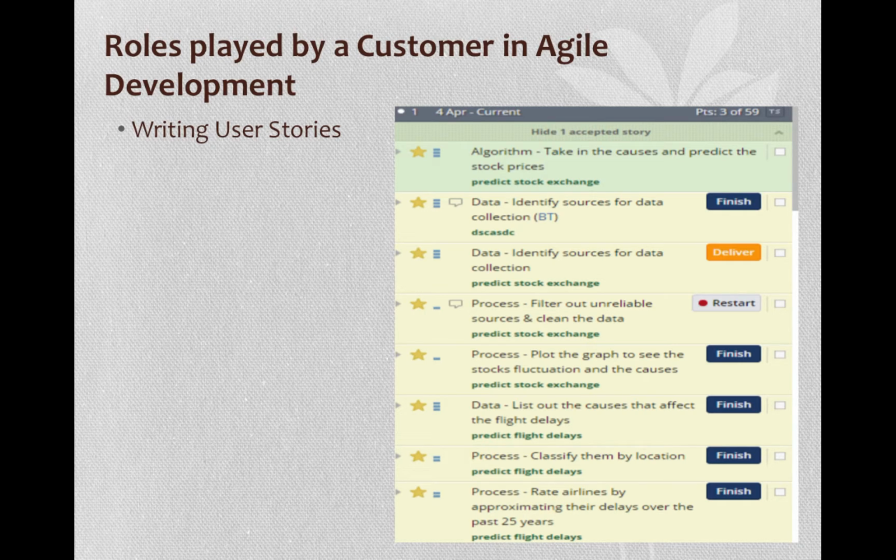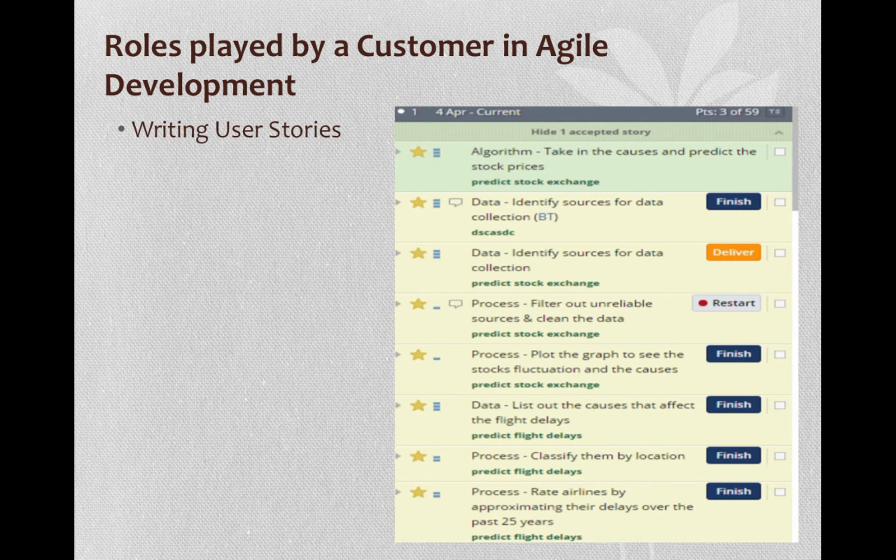The user stories are usually written with tools. The screenshot which I have given here is called Pivotal Tracker. This is one of the project tracking tools where customers can write user stories. There are also other tools such as Rally and Trello, which are very popular project tracking tools.